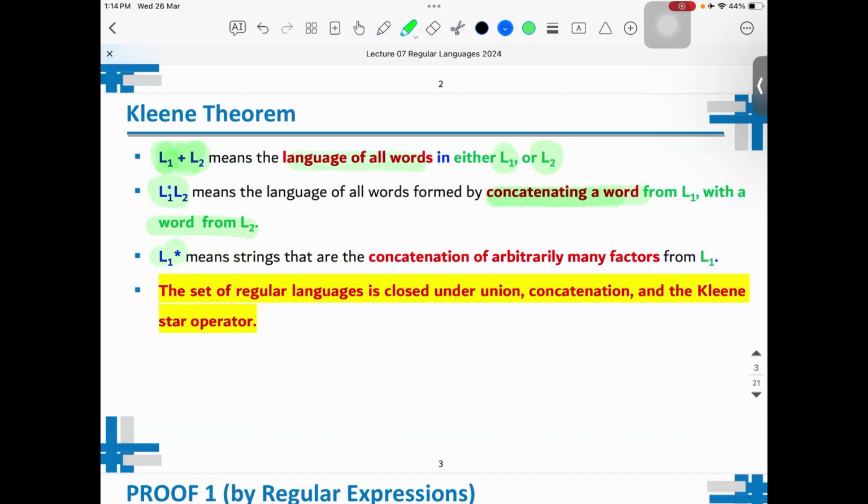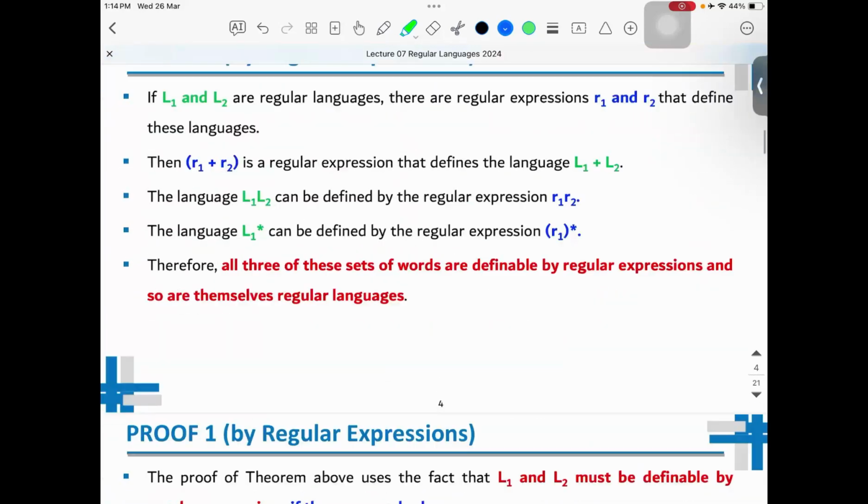However, L star means the strings that are the concatenation of arbitrarily many factors, which is the star closure. So the set of regular languages is closed under the union, under the concatenation, and under the star closure operator, or Kleene star operator.